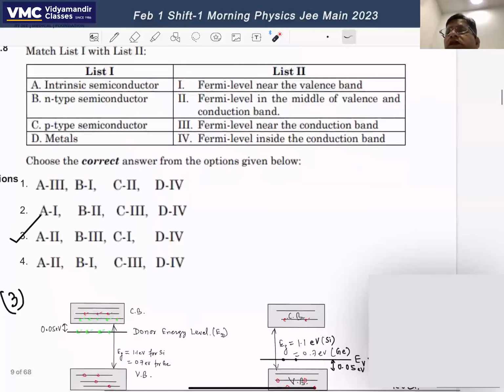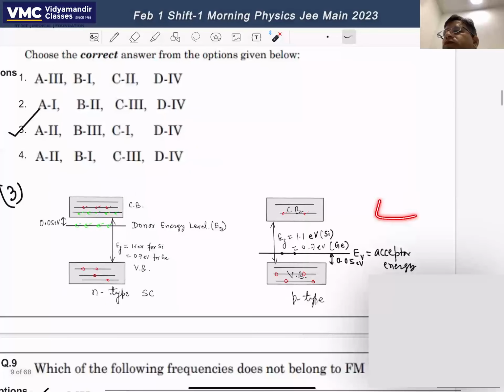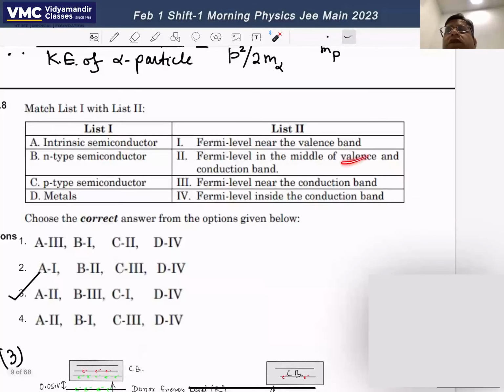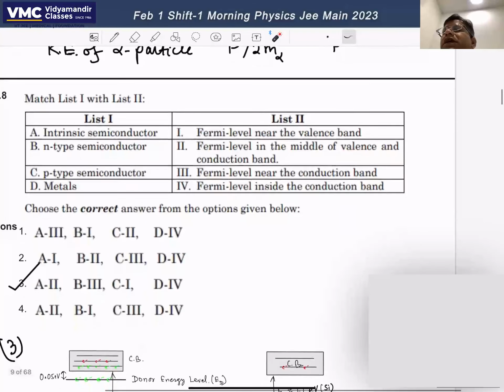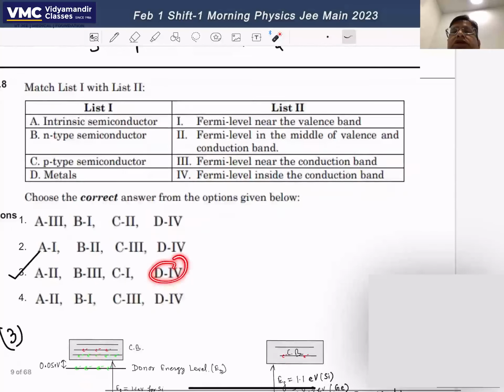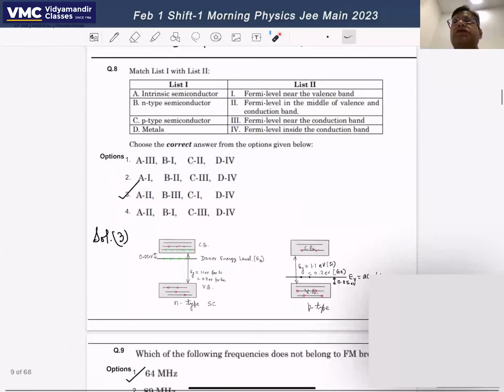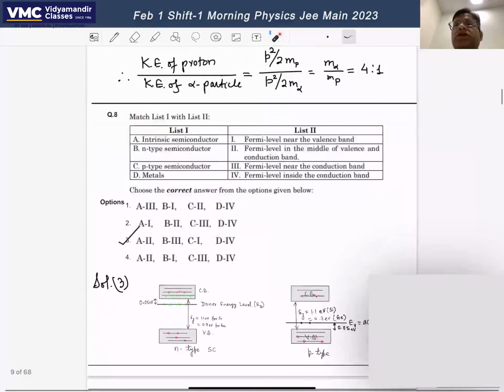Then for metals, the conduction band and valence band overlap. So we can say the Fermi level is inside the conduction band. That's why for metal, D, option 4 is correct. So the third option is the best option for this question. So option 3 is correct.